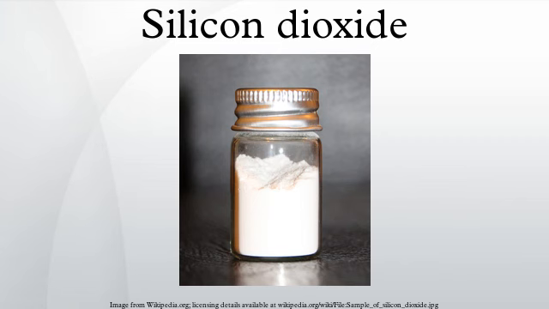Silicon dioxide is used to produce elemental silicon. The process involves carbothermic reduction in an electric arc furnace: SiO2 plus 2C gives Si plus 2CO. Food and pharmaceutical applications.